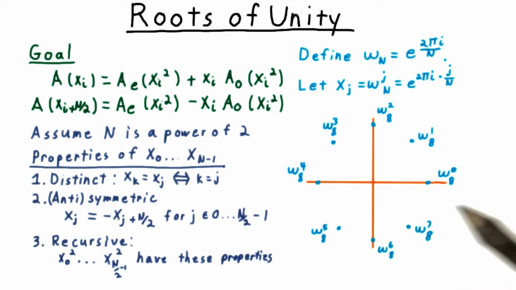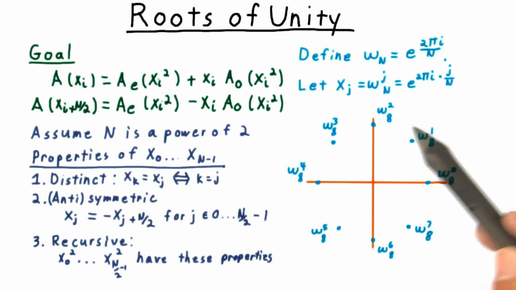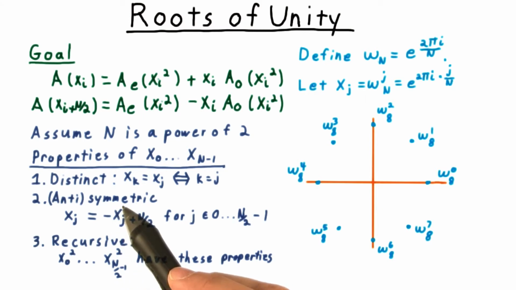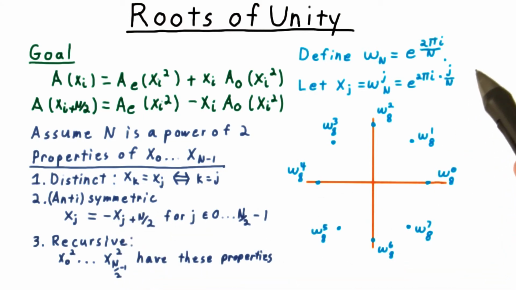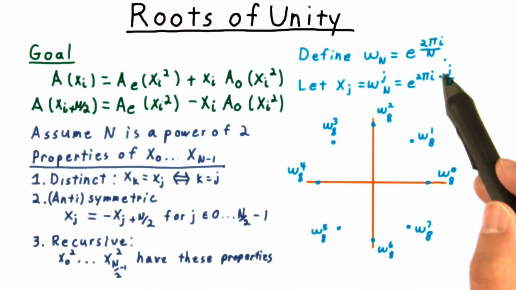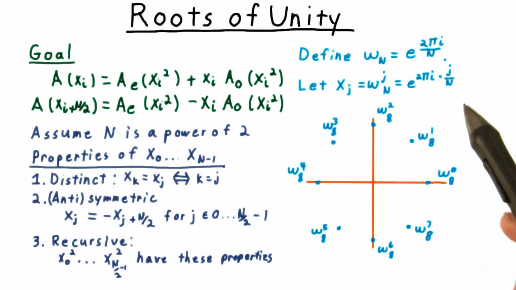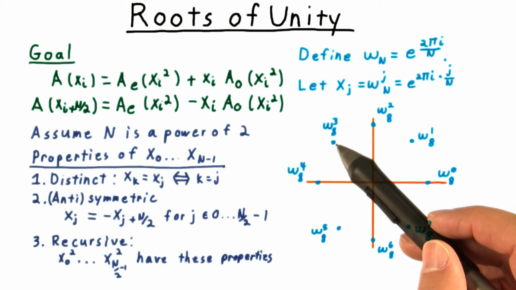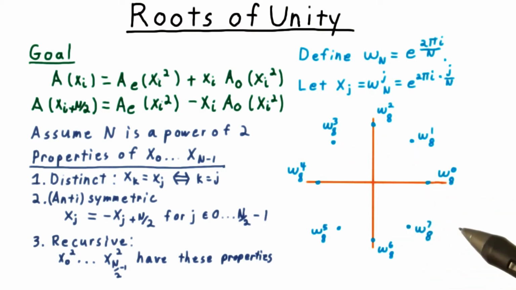Let's confirm that all the desired properties hold. Indeed, the points are unique. j here is always less than n, so there's no wrap around the circle. The symmetric property holds because adding n over 2 to j has the effect of increasing this angle by pi, or half the circle. And so that's equivalent to negating, flipping over both axes as well.